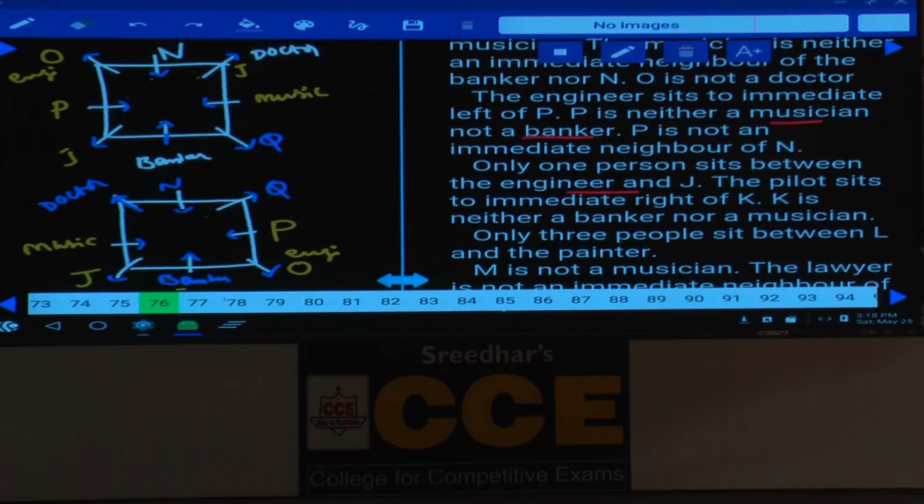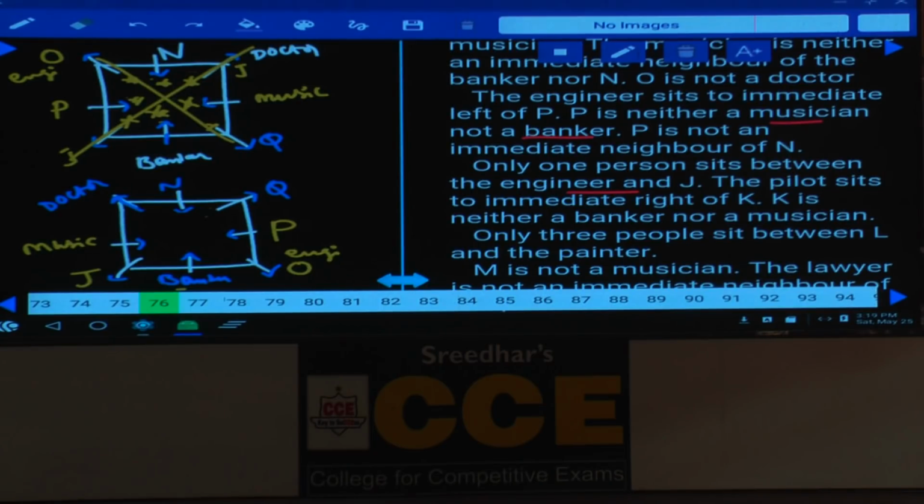Then the pilot sits to the immediate right of K. Pilot is to the immediate right hand side of K. And K is neither a banker nor a musician. K cannot be here, K cannot be here, K cannot be here, K cannot be here, K cannot be here, 1, 2, 3, 4, 5, 6. Tell me what is the possibility left for this K? Now K cannot be any one of these 3, 4, 5 and 6. K cannot be here as well, K cannot be here, and the first case is completely ruled out.